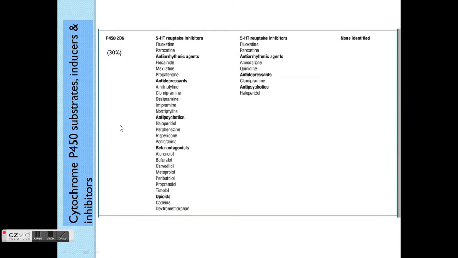Another example of a subtype of cytochrome P450 enzyme is cytochrome P450 2D6, because it metabolizes about 30% of most drugs. As you can see here, the famous substrates of this particular enzyme are mainly drugs which act on the brain, for example serotonin (5-HT) reuptake inhibitors, antidepressants, and antipsychotics. You'll study more details in the future. So don't forget, this is cytochrome P450 2D6, mainly for the brain drugs.